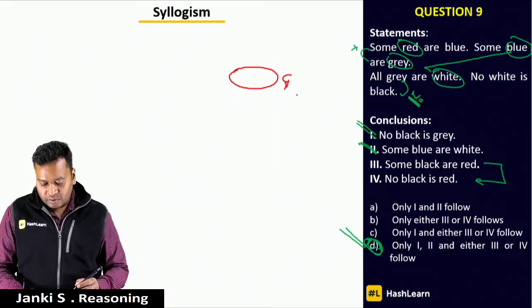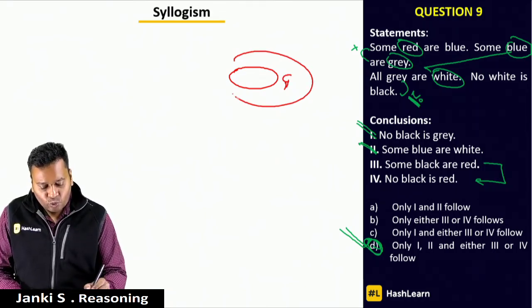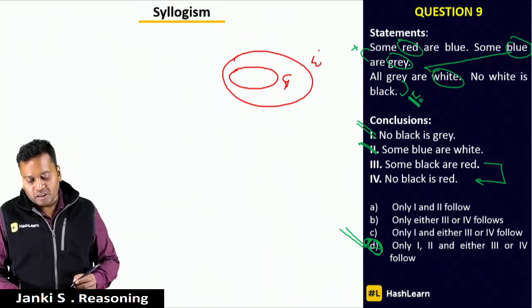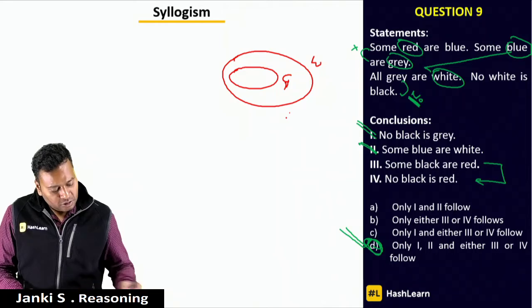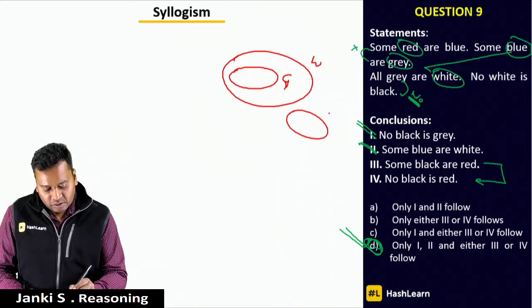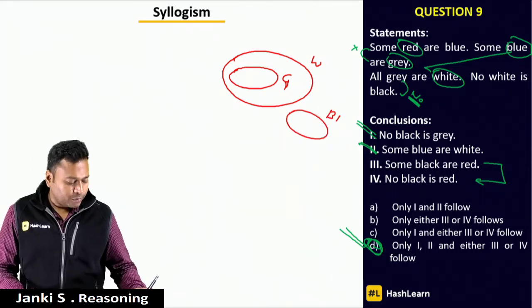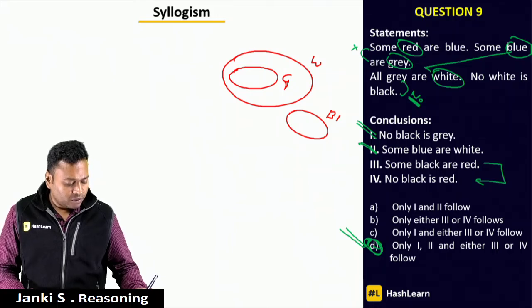All gray are white, right? So I'll mark this. Then no white is black. So I'll mark black at this part, right? So for the time being, I'll mark the black at this part. Different colors have used karte hai, right?